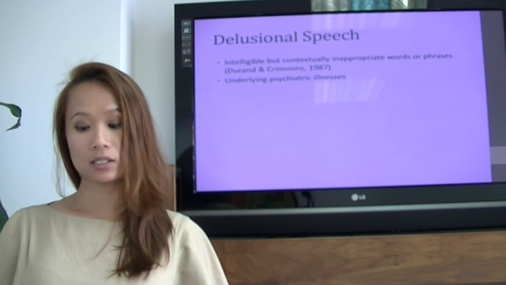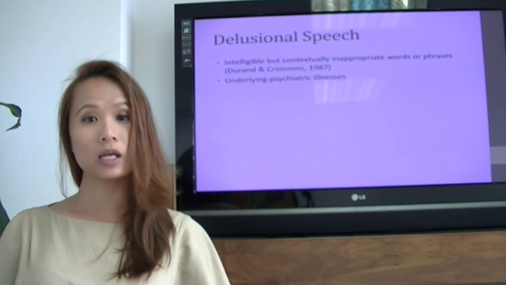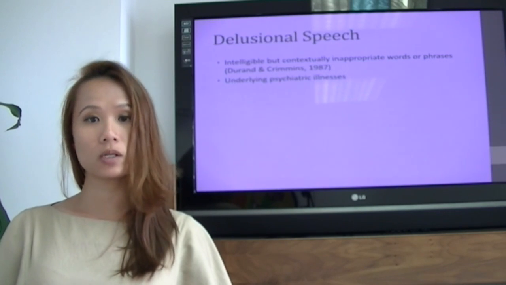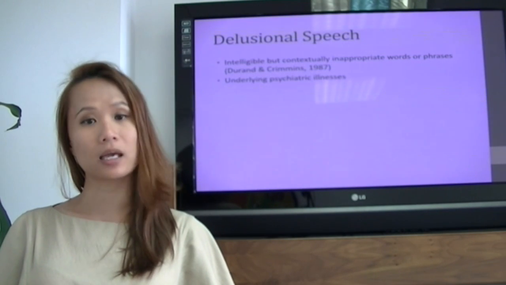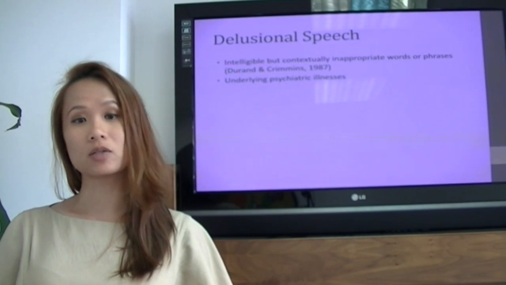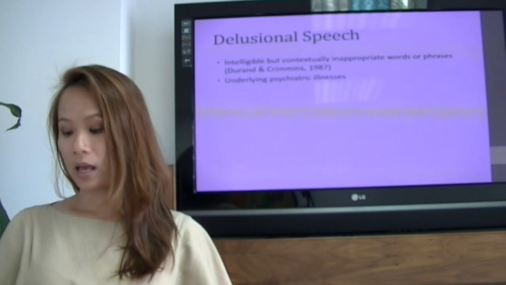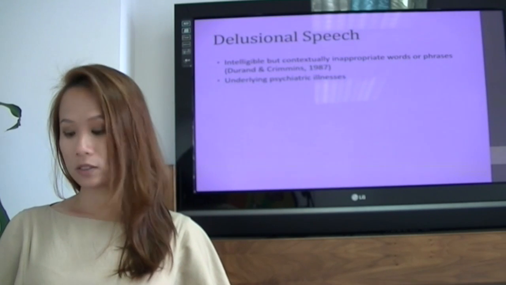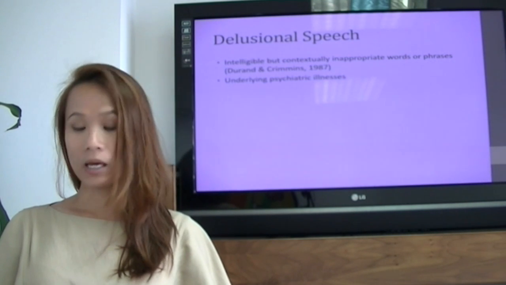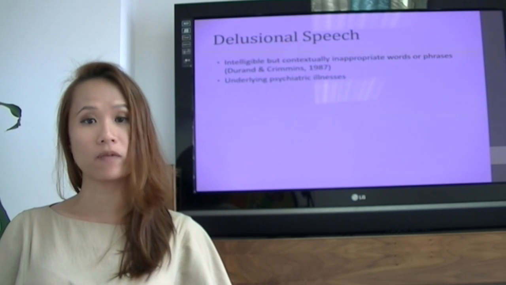Some authors suggested that delusional speech can be defined as intelligible but contextually inappropriate words or phrases, usually associated with underlying psychiatric illnesses such as schizophrenia, which is usually treated by medication. The behavior is often defined in the absence of observable discriminative stimuli, because it is often assumed to be controlled by private events.